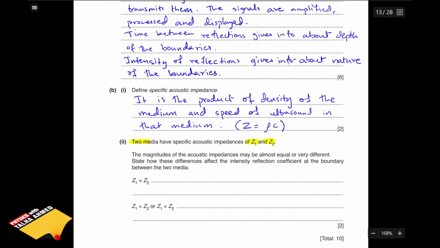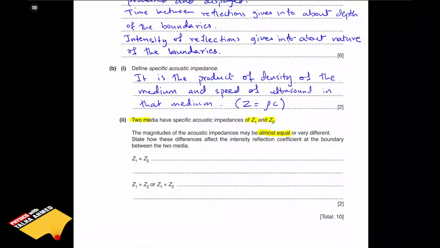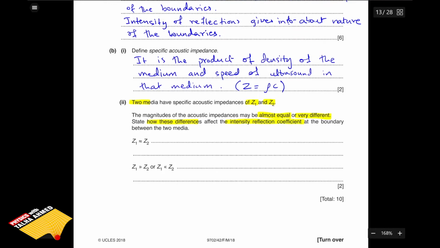Now, part 2 of part B is asking: if you have two mediums and both of them have their specific acoustic impedances, let's say Z1 and Z2, the amount of reflection that takes place, or the intensity reflection coefficient at the boundary between the two mediums, depends on the Z values. So how does it depend on the Z values? What if the Z values are very similar to each other, almost equal? And what if the Z values are very different, like if Z1 is much larger than Z2 or vice versa? Then what happens?